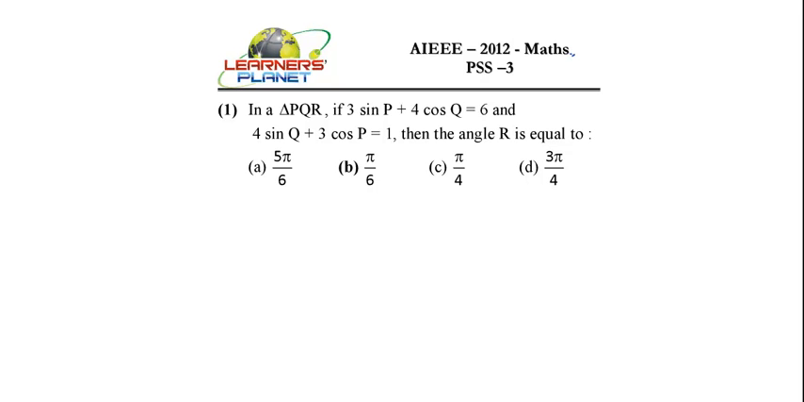In a triangle PQR, if 3 sin P plus 4 cos Q equal to 6 and 4 sin Q plus 3 cos P equal to 1, then the angle R is equal to. So we need to find the angle R in the given triangle PQR. So let's start doing this question on the whiteboard.